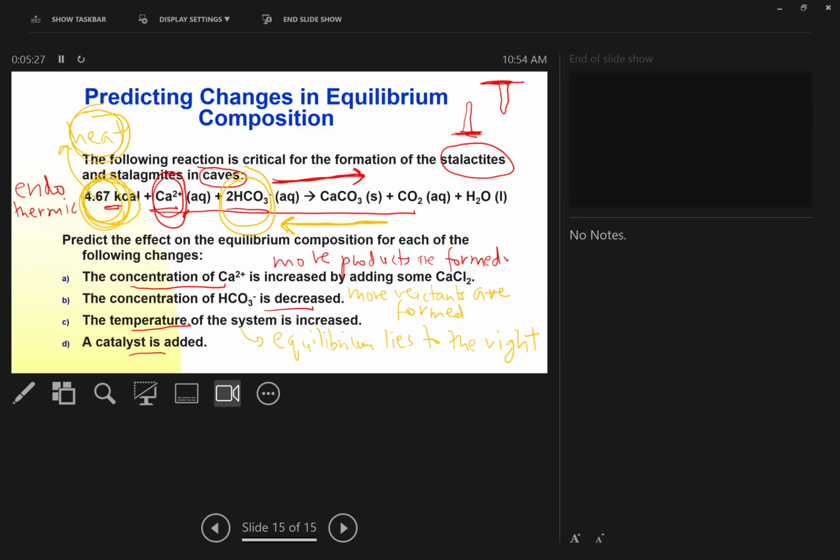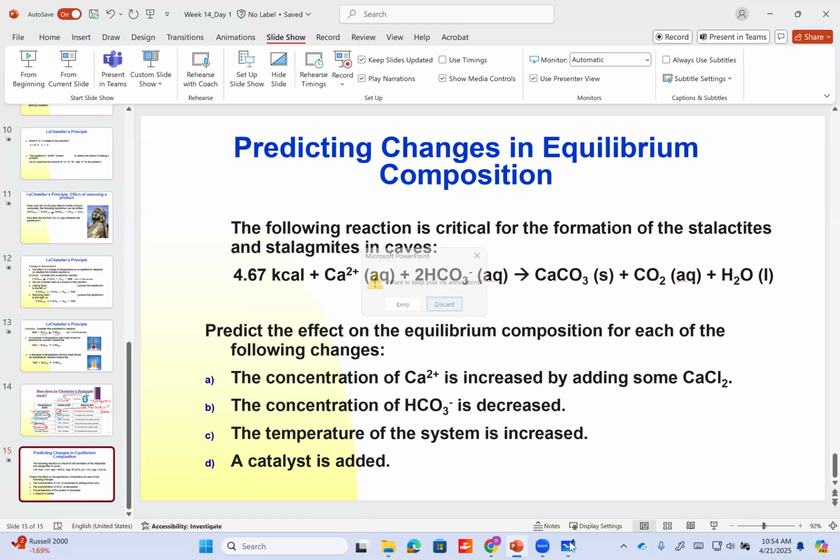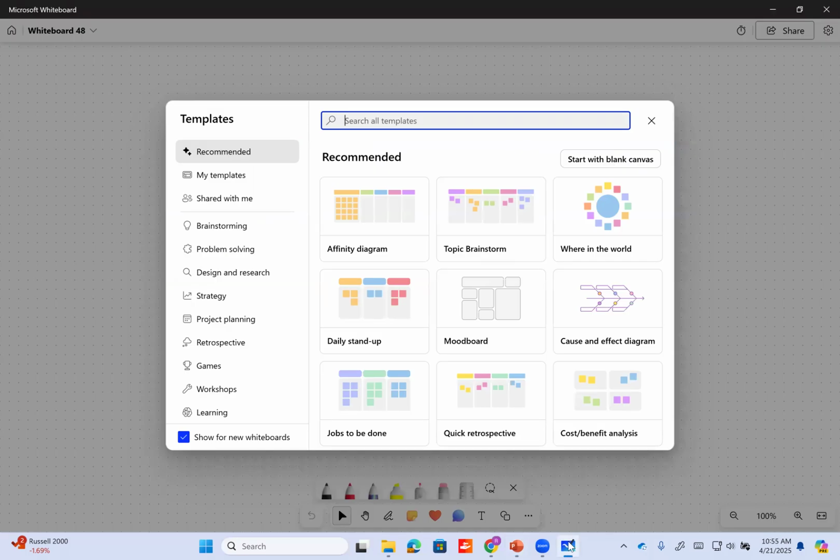If you add a catalyst to a reaction, it doesn't do anything. The equilibrium does not change. It neither moves to the left nor to the right. There is no effect on equilibrium if a catalyst is added.